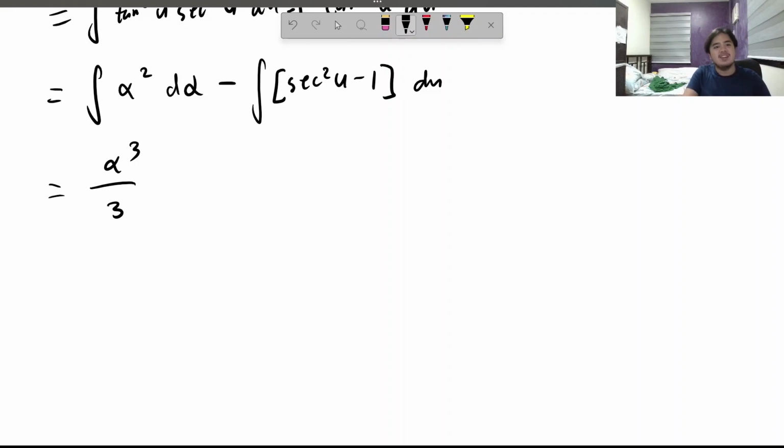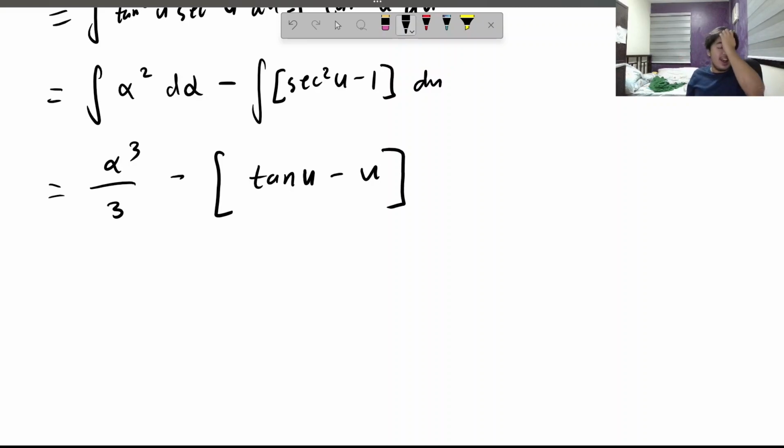Sorry about that. So we got minus, and then we can actually integrate this straight ahead. So the integral of secant squared u is tangent u. The integral of 1 is u.